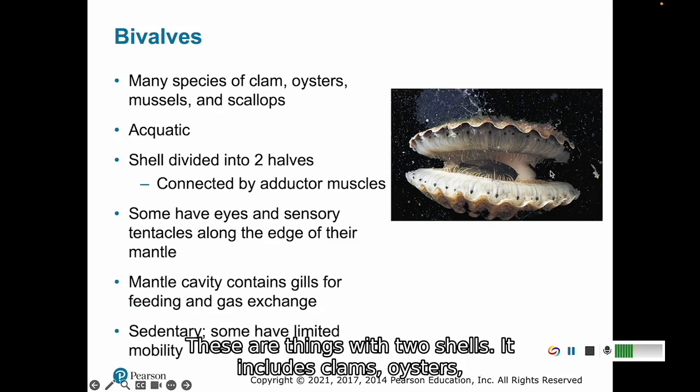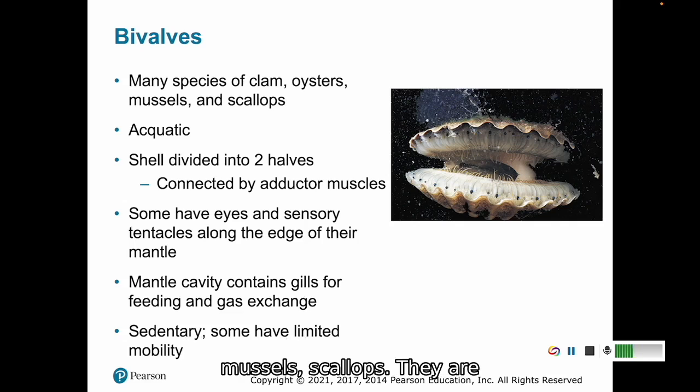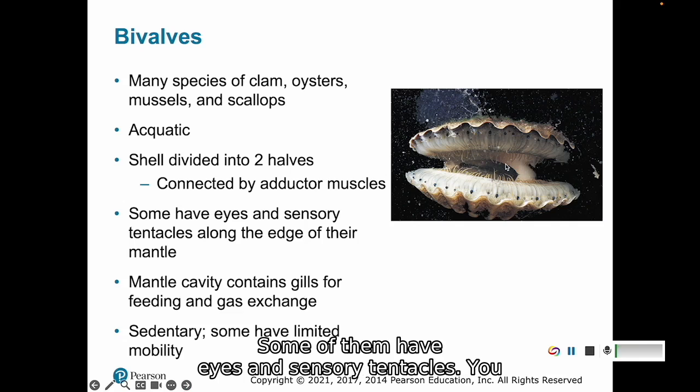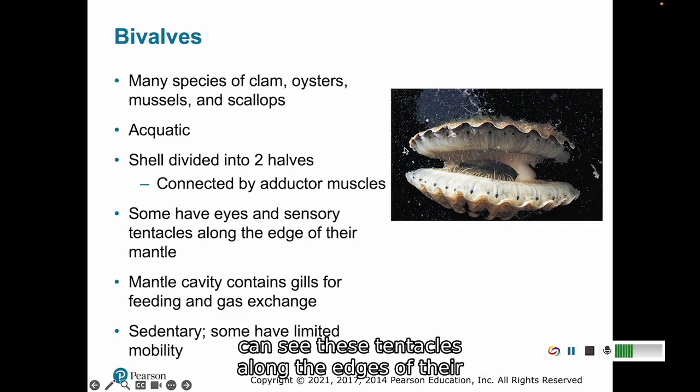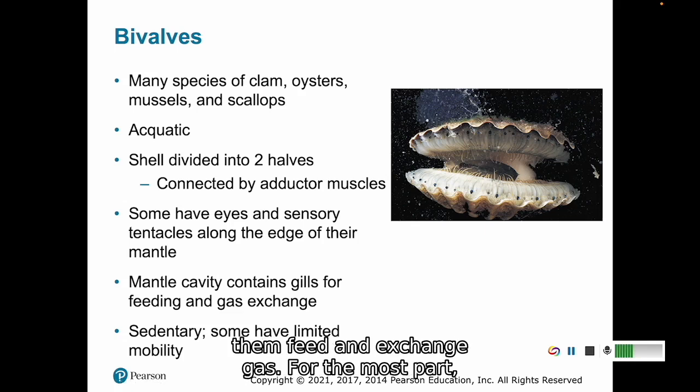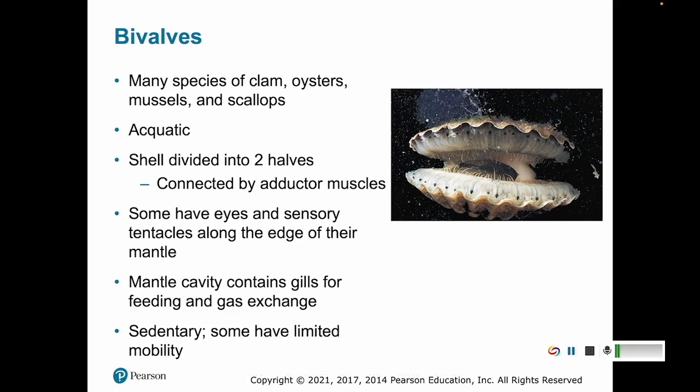Then our bivalves. These are things with 2 shells. It includes clams, oysters, mussels, scallops. They are aquatic. Their shell is divided into 2 halves that are connected by these adductor muscles. Some of them have eyes and sensory tentacles. You can see these tentacles along the edges of their mantle. Their mantle cavity has gills that let them feed and exchange gas. For the most part, bivalves are sedentary. They mainly don't move, although some of them may have some limited mobility.